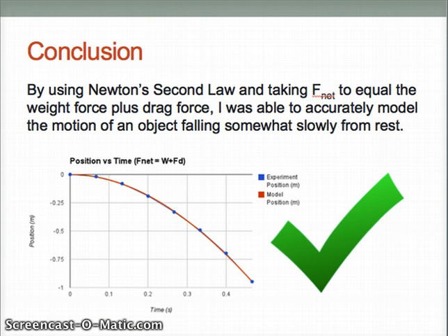In conclusion, by using Newton's second law and taking F-net to equal the weight force plus drag force, I was able to accurately model the motion of an object falling somewhat slowly from rest.